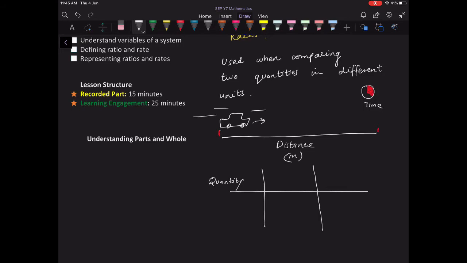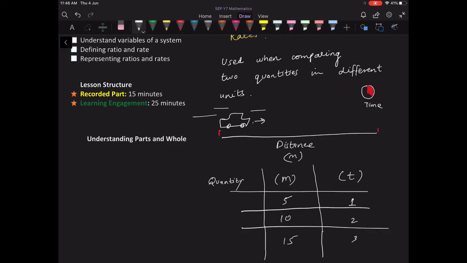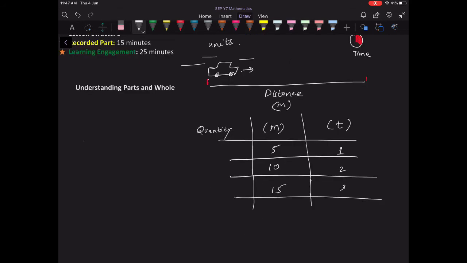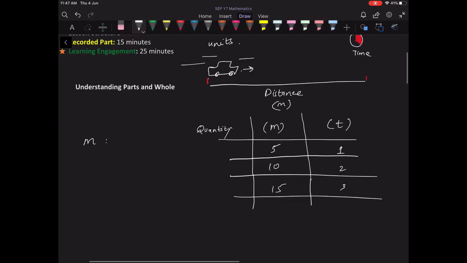So we have two quantities. Number one is distance, we represent it by m, and the other is time with t. In the first second, the car travels 5 meters, and so on. 10 meters in 2 seconds, 15 meters in 3 seconds. Let us find the rate at which the distance is changing with respect to time.